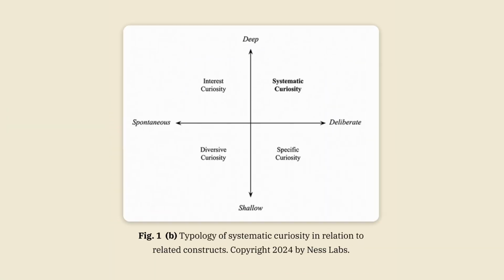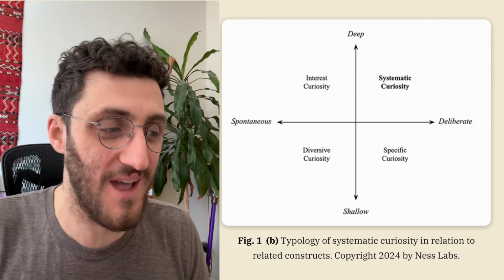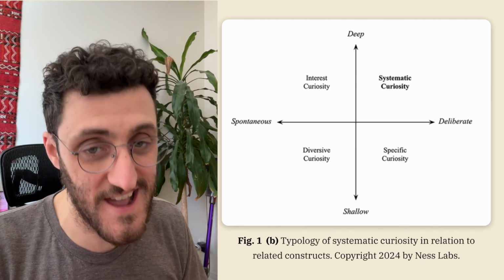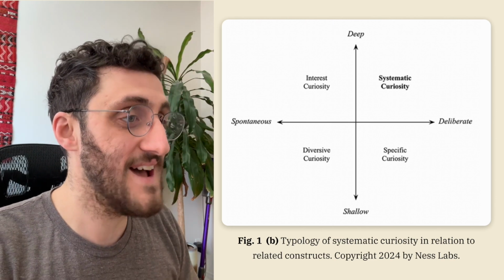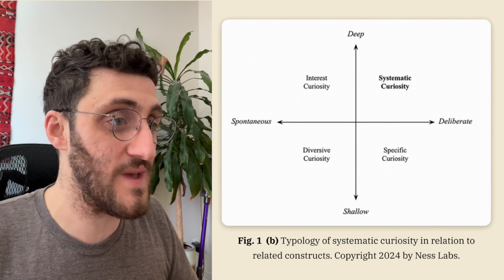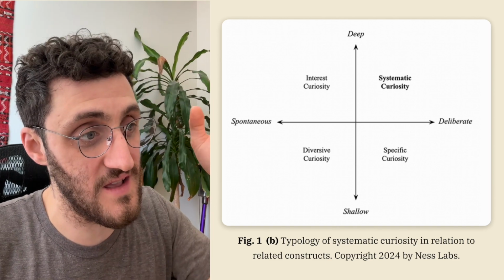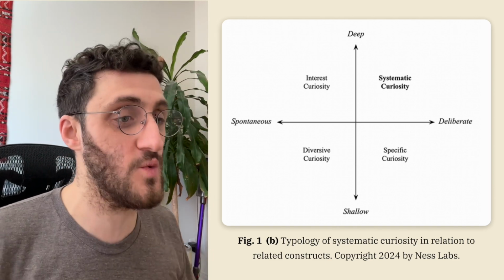I want to show you something cool I just discovered. It's the typology of systematic curiosity in relation to related constructs. Not the sexiest name, but this chart by Ness Labs is an extremely interesting representation of how curiosity looks. And if we examine it, we have a y-axis with depth and an x-axis with spontaneity.